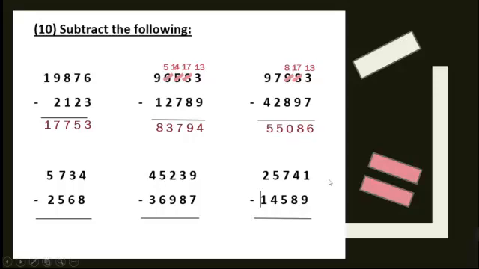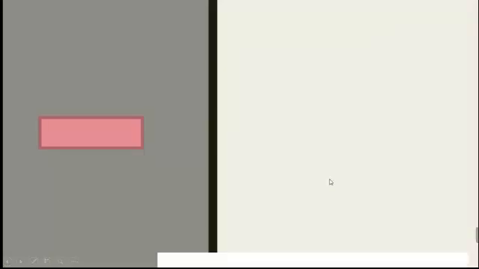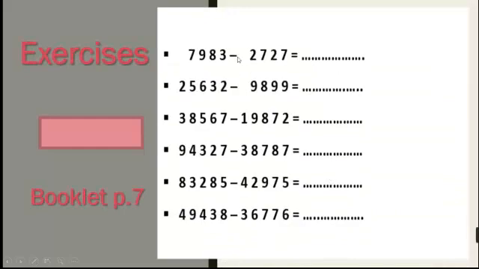Okay, let's move to the next page. It's also about subtraction, but in a horizontal way. I'm going to follow the same steps as in addition. I start from the units. 3 minus 7 equal, it can't be. So what I'm going to do, I'm going to borrow from 8. I will cross it and write the new number directly. It will be 7 and the 3 will be 13.